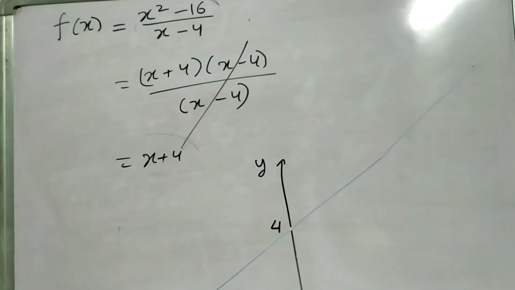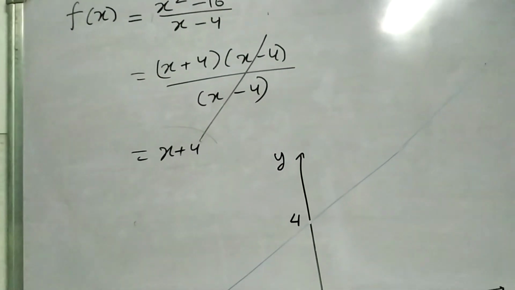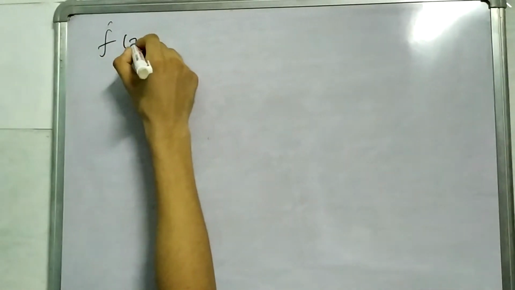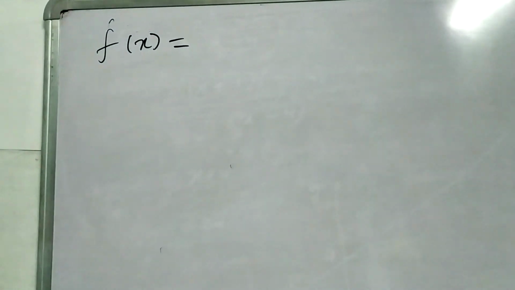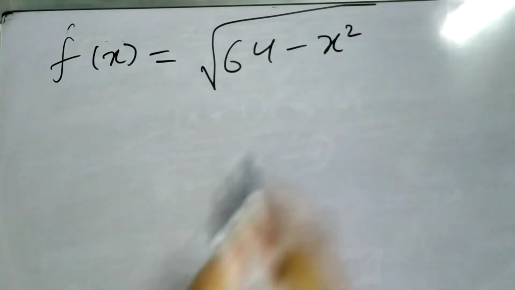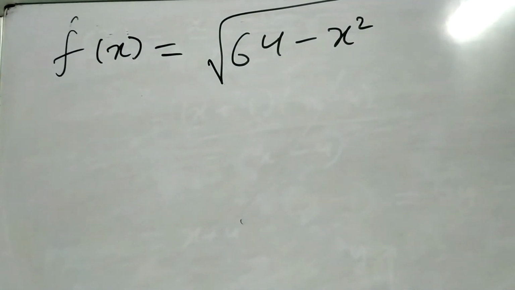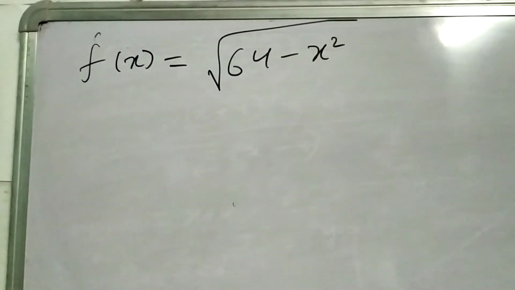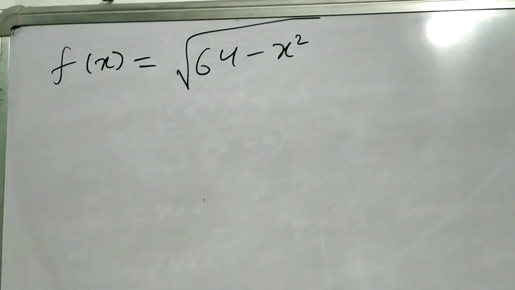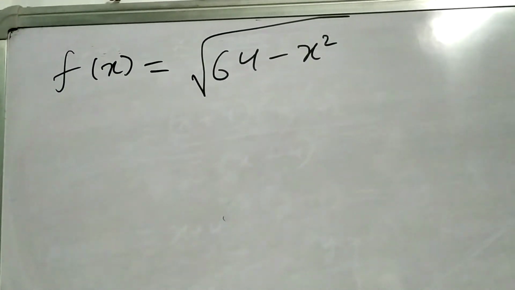So with that given, let me give you a question. Consider f of x to be root of 64 minus x square. This question is for you. Find the range and domain of this function. Do answer in the comment section.